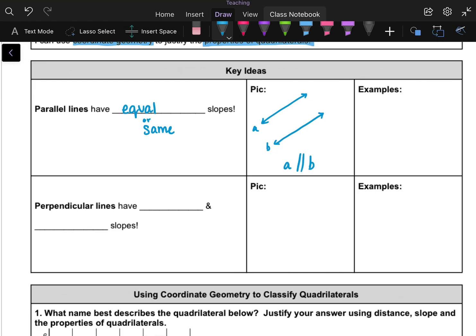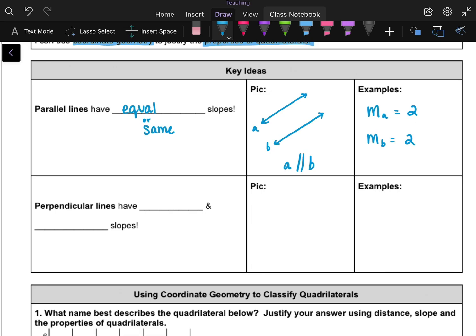An example of the slope of these points, remember we use M to represent our slope, so I'll say M sub A, so the slope of line A is equal to, let's just call that 2. If I know the slope of line A is 2, then the slope of line B also has to be 2 because those are parallel, they have to be equal to each other.